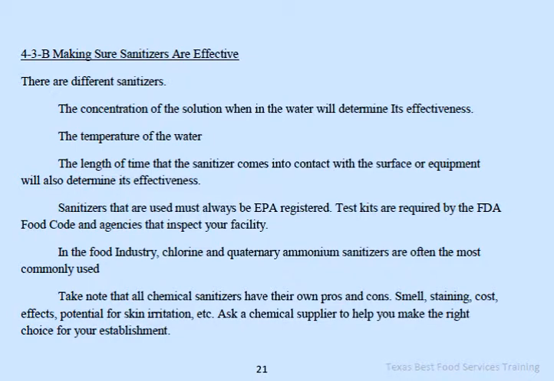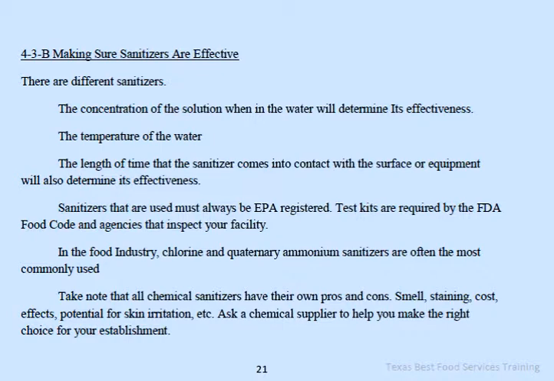Making sure sanitizers are effective. There are different sanitizers. The concentration of the solution when in the water will determine its effectiveness. The temperature of the water is also a factor. The length of time that the sanitizer comes into contact with the surface or equipment will also determine its effectiveness. Sanitizers that are used must always be EPA registered. Test kits are required by the FDA Food Code and agencies that inspect your facility. When you test your sanitizing solution, you're supposed to keep your test strips.